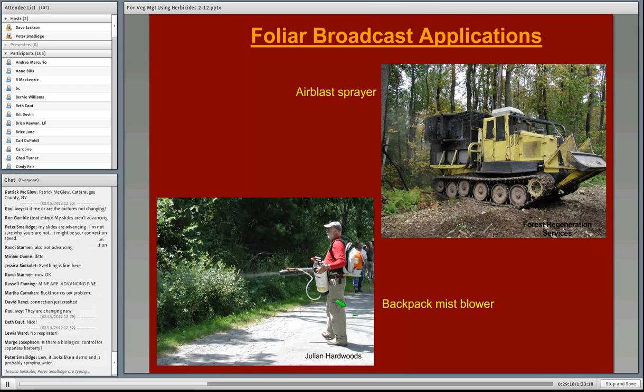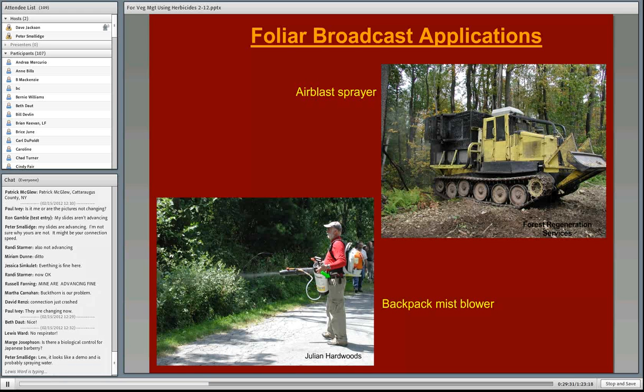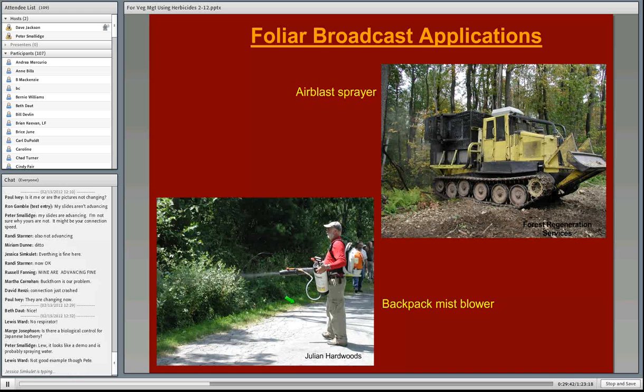Same thing here with the backpack sprayer. This is a backpack mist blower. It's a motorized backpack, very heavy. This fellow has actually rigged it so he carries the herbicide mix in a tank that he hangs off the front of him to kind of balance the weight. But the same thing is coming out here. It's a fine mist that he sprays. He actually uses this quite effectively for treating fern in understories, and that's a backpack mist blower.